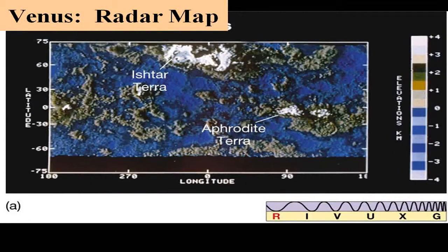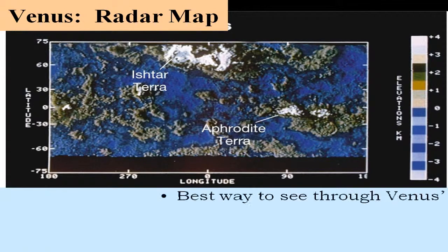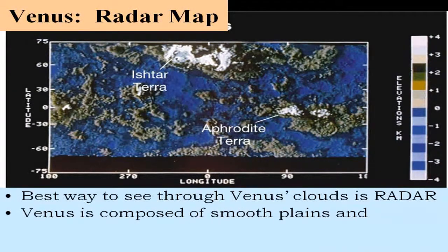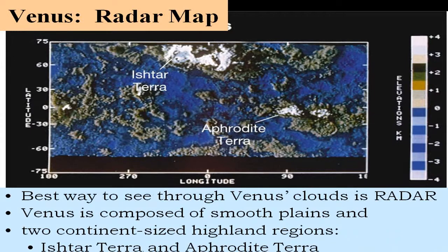If you were to look at the same thing with Venus in a Mercator type projection, you would see similar things. You would see mountain ranges, you would see depressions. Here you would see what would appear if there were oceans on Venus. You would see what would be covered by those oceans. And you see two major continental land masses, Ishtar Terra and Aphrodite Terra, named after female characters, because Venus, of course, is regarded as a female planet. So it's composed of smooth plains and has these two continent-sized highland regions, Ishtar Terra and Aphrodite Terra.